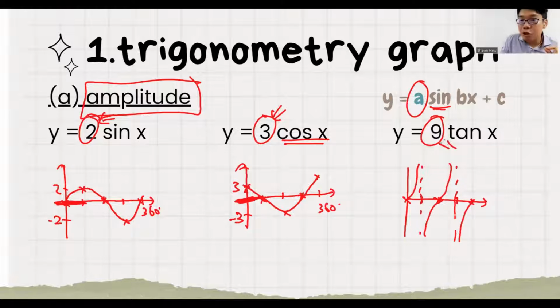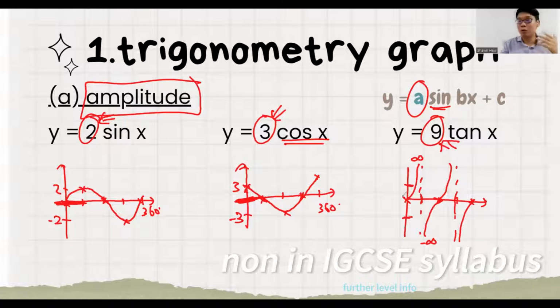The amplitude change means the maximum will change, but the maximum initially is infinity. So infinity times 9 is still infinity. How about minus infinity, the minimum initially? After times 9, still minus infinity. So the amplitude pattern won't affect the tangent graph. That's why you do not need to show any changes on your y if the question only asks you to sketch.